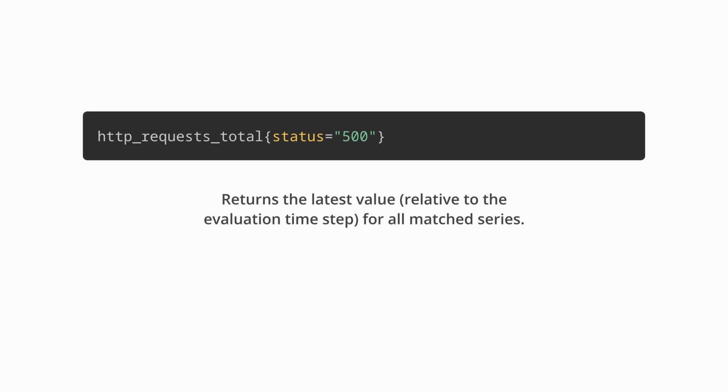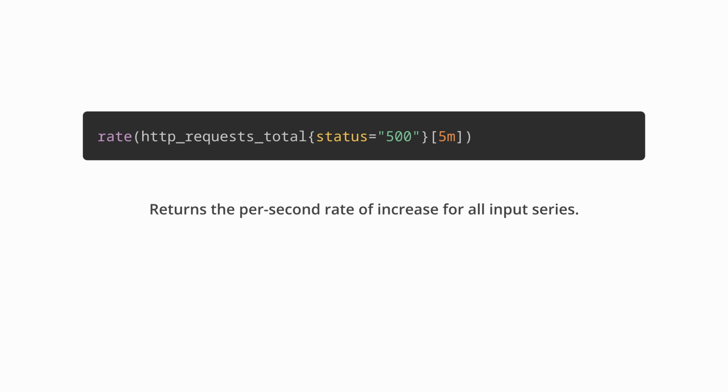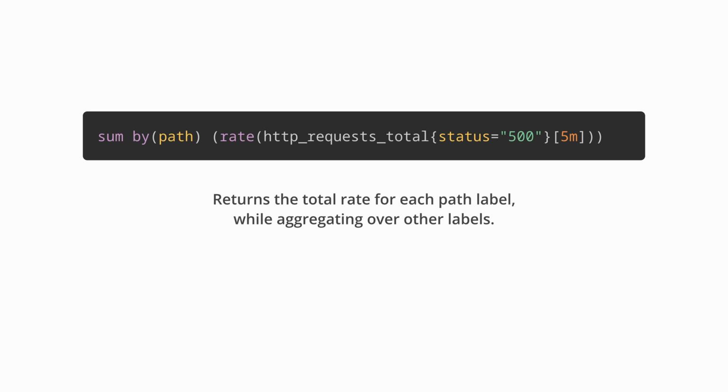To get from an absolute count to a rate of increase, you could then use the rate function over an averaging time window of 5 minutes to see how many of these request errors are happening per second. You can now also use dimensional aggregation operators to aggregate away some of the label dimensions and keep only certain labels. In this case, we're summing over all the individual rates and throwing away all labels except the path label. This gives you a per path total request rate.